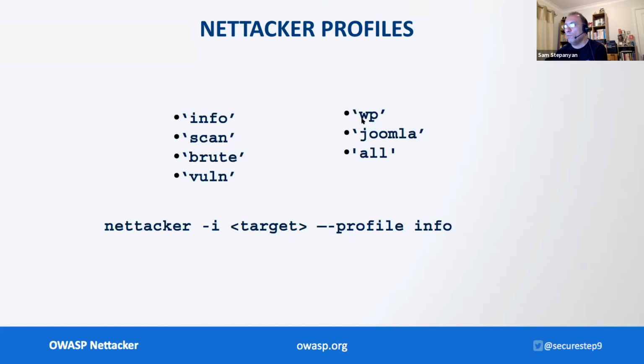WP is for all the modules focusing on WordPress scanning, and Joomla is for the Joomla content management system. And there's one magical profile called all, which basically says run all modules, everything that we've got in Nettacker, run it on the target. You can define your profiles using the --profile command line option in Nettacker.